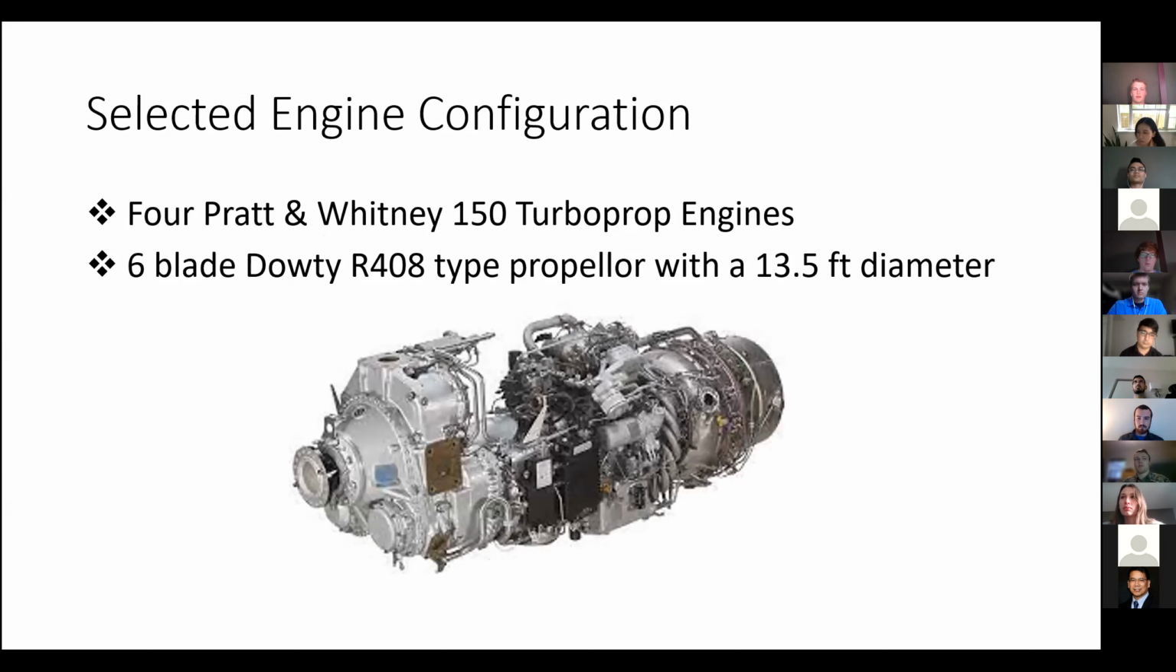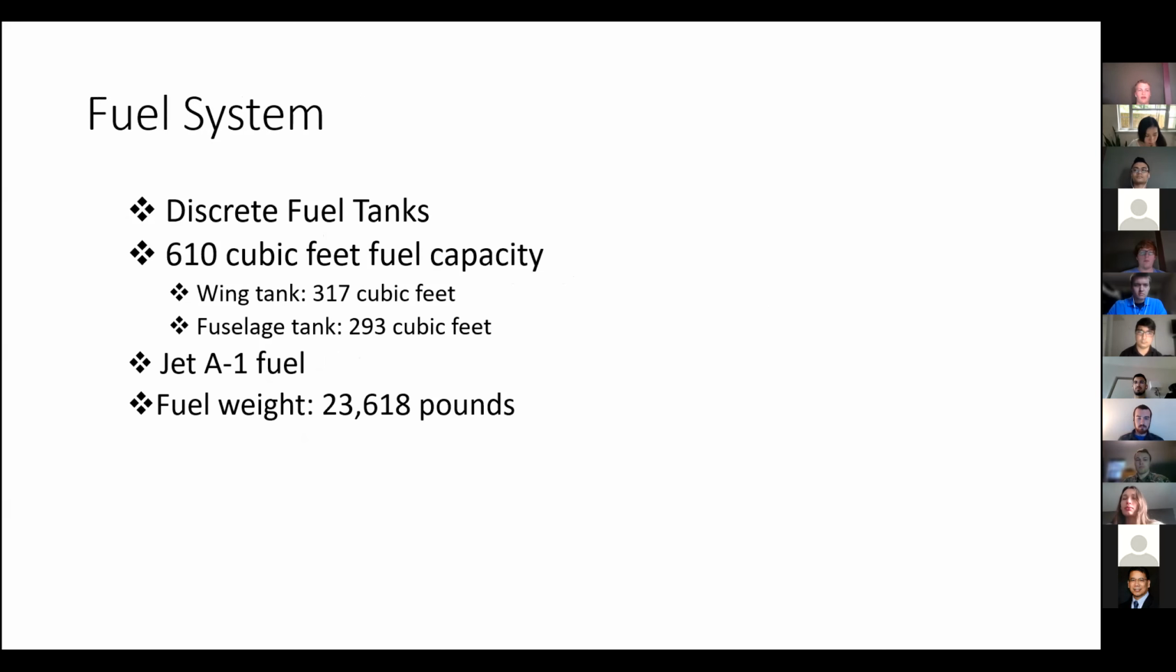We'll be using 4 of them on our airplane, 2 on each wing, and with those engines, we will be using a 6-blade Dowty R408 type propeller, and those will also have a 13.5-foot diameter. For our fuel system, we opted to go with discrete fuel tanks. Those fuel tanks offer the best resistance to leaks. Since we're a firefighting aircraft and we'll be flying over forest fires, fuel leaks could be very dangerous and disruptive to the efforts trying to put out those fires. So we made that a priority.